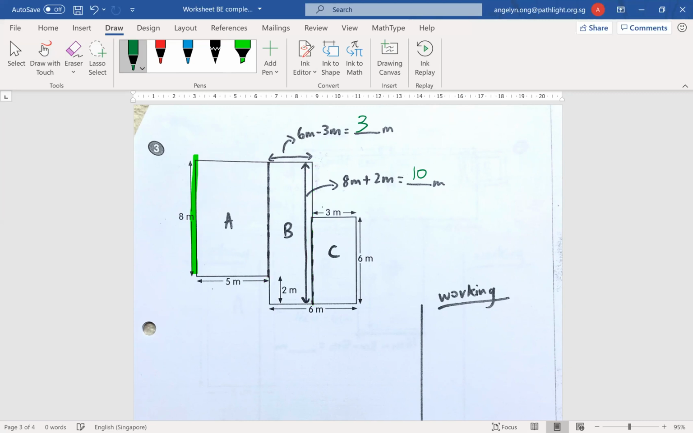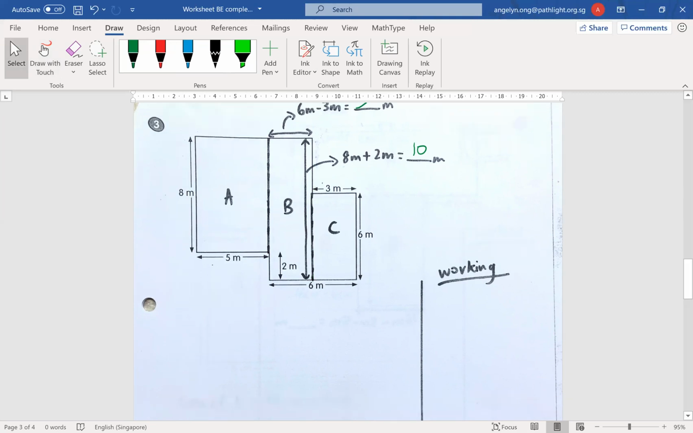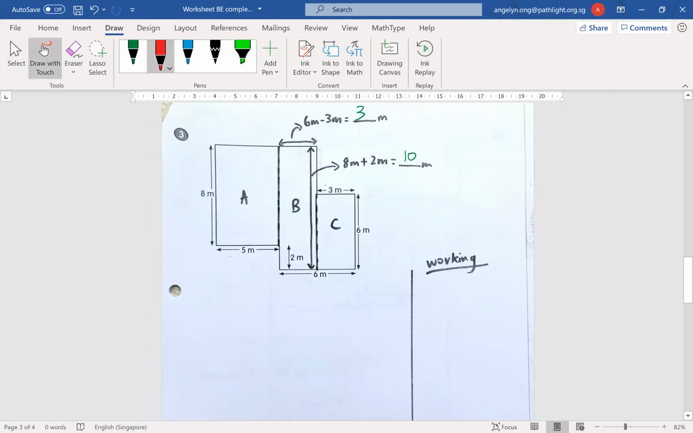Now let's start. Area of rectangle A. I take the length of A is 8. Sorry, not cm. Look, the units here now is meters. So 8 meters multiplied by, what's the breadth? 5 meters. That will give me 40 square meters.